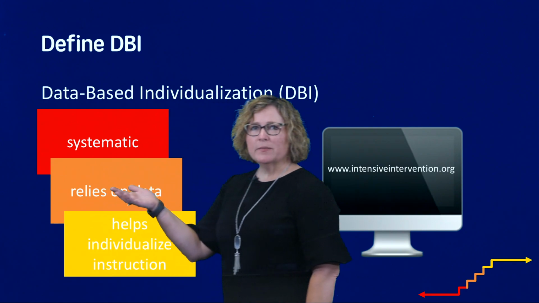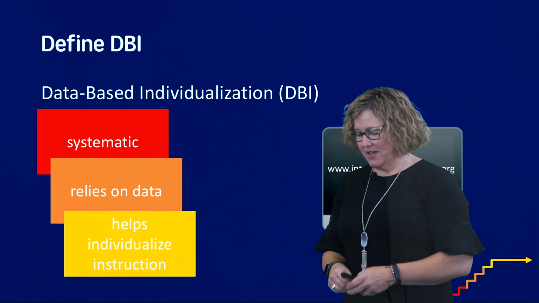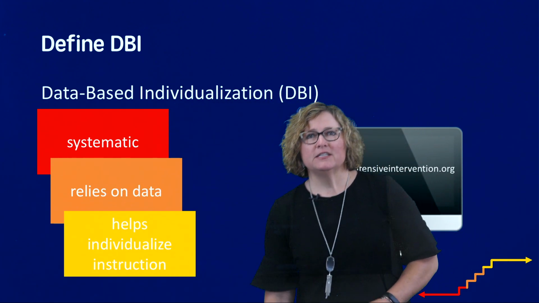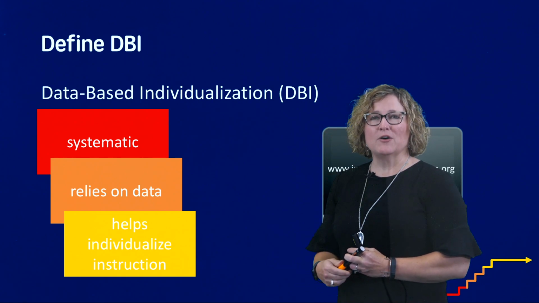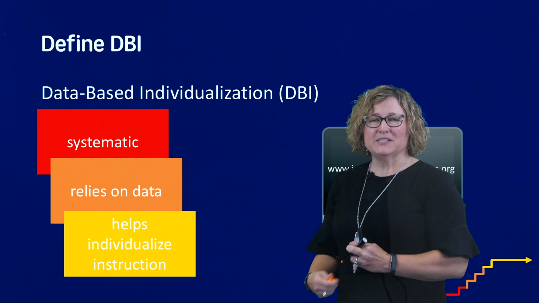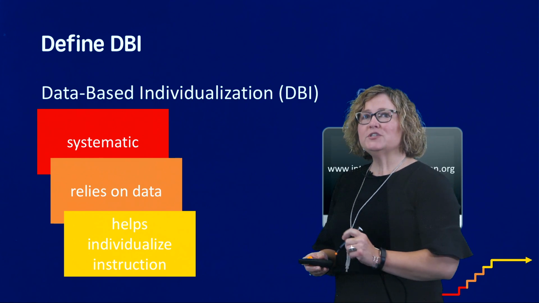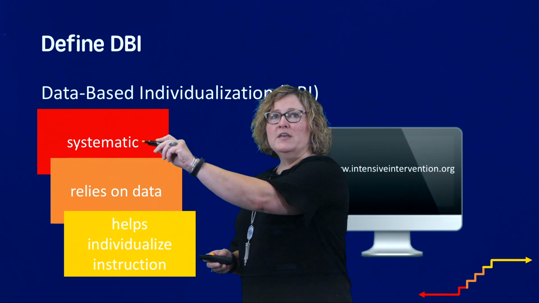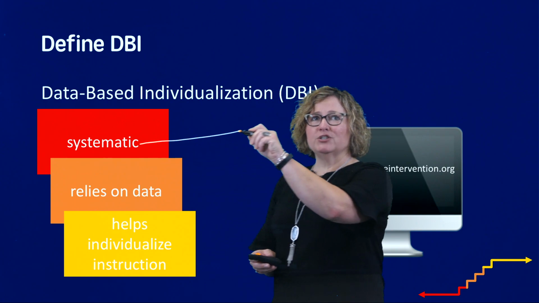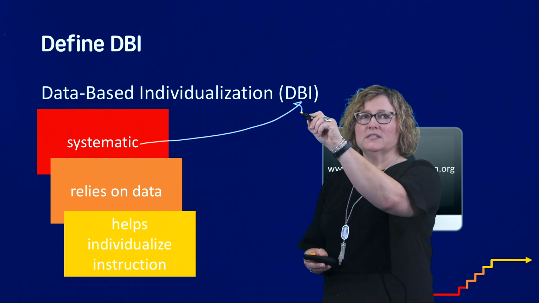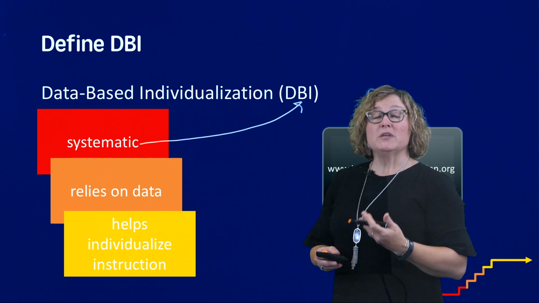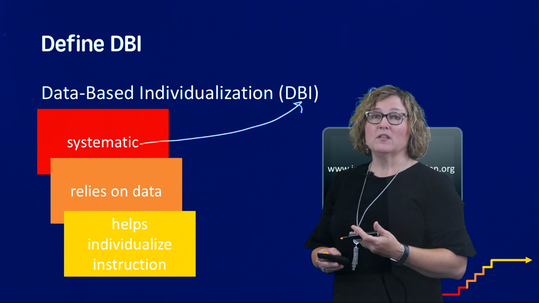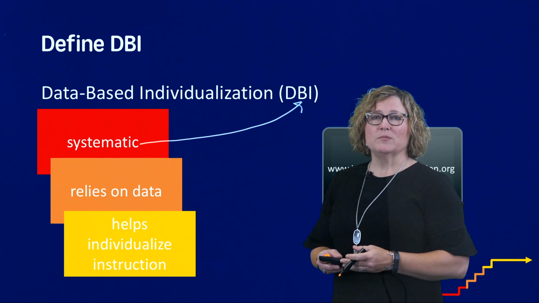So first we're going to talk about these three important elements of DBI, and you'll hear us referring to these elements a lot as we go throughout our professional development series for STAIR. First of all, we want to make sure that the data and intervention we're collecting is really systematic. You'll hear us talk a lot about systematic instruction, being systematic about the way that we collect data and also how we apply data decision-making rules.